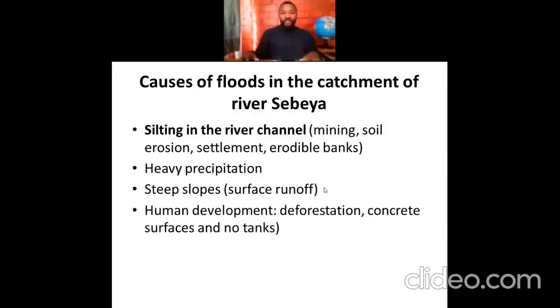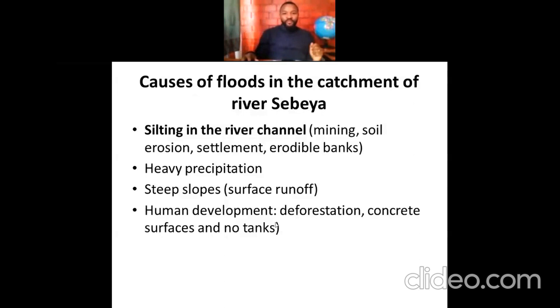Steep slopes also play a big role in favoring river floods of this Sebeya, because as it rains, slopes quickly drain water from the drainage basin, and it takes almost all rainwater to the river. You understand, it increases surface runoff, reducing infiltration, making the time lag very short, so the discharge can easily increase as fast as possible.